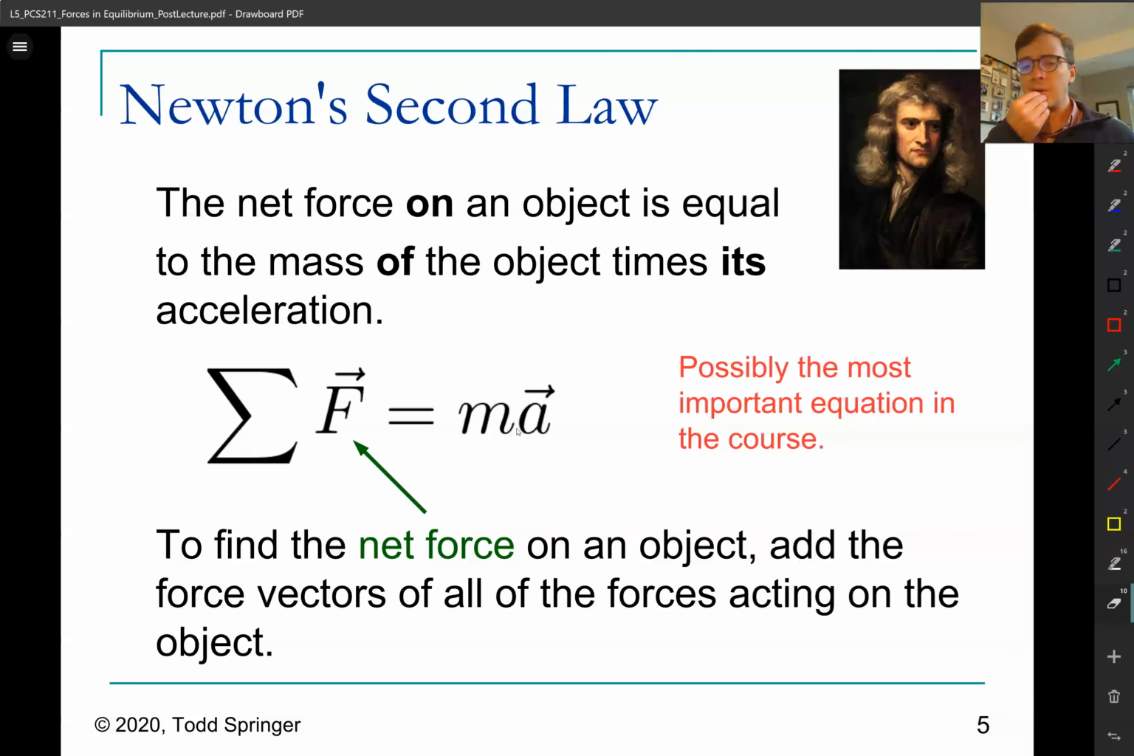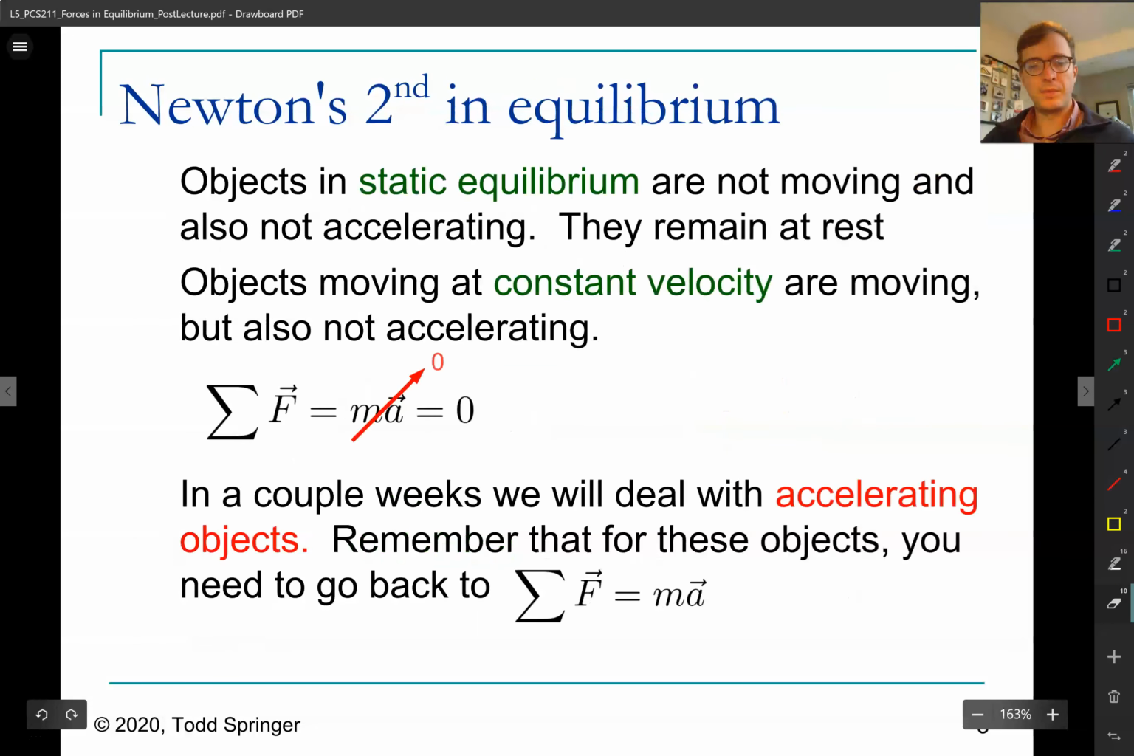And what does it mean by the net force? It means I take all the force vectors acting on the object and add them up using the rules of vector addition. So notice that this is a vector equation. There's an arrow on top of the F and an arrow on top of the a. So when I add up all the forces, I have to add them using the rules for adding up vectors.